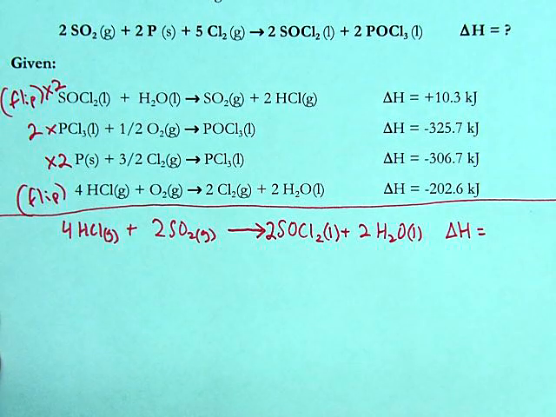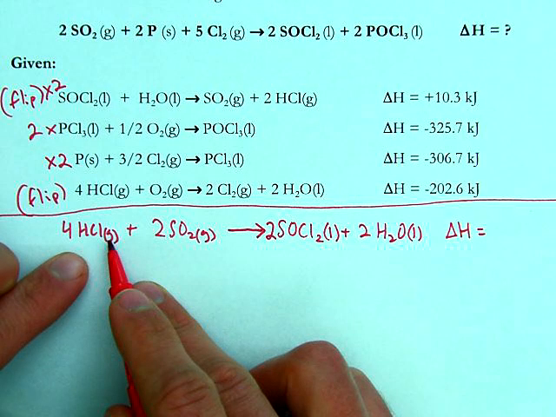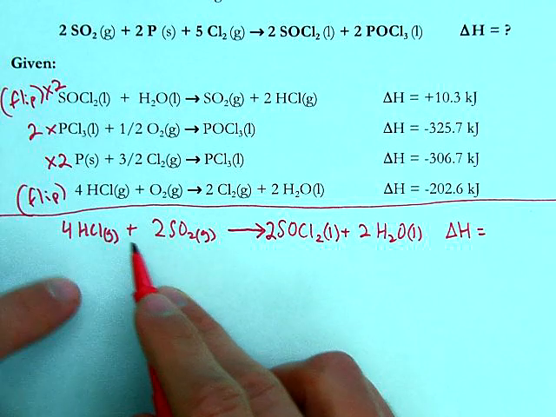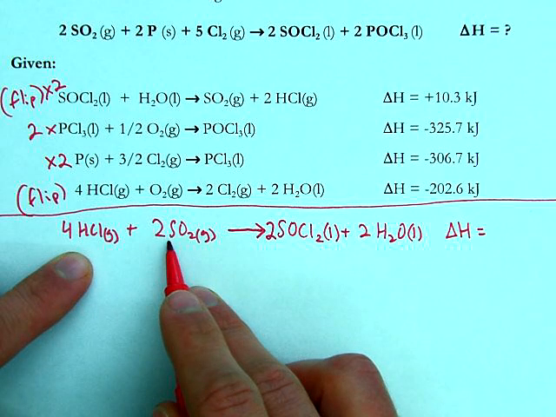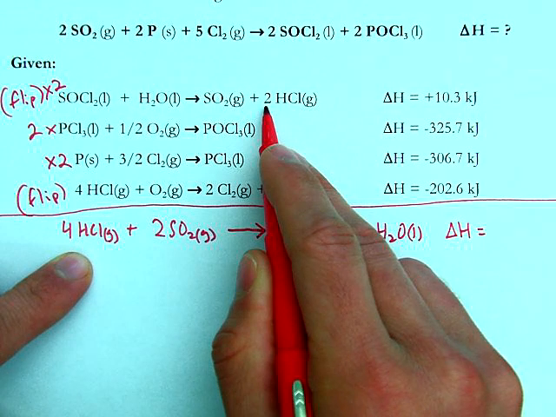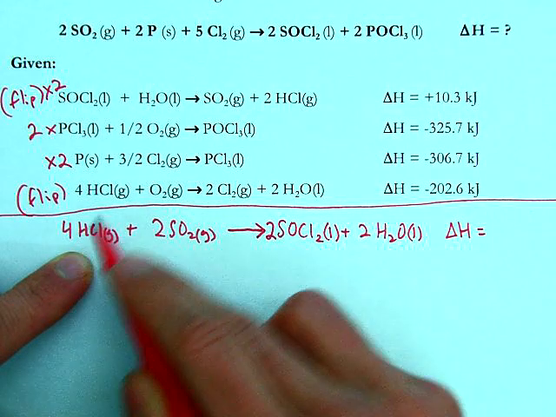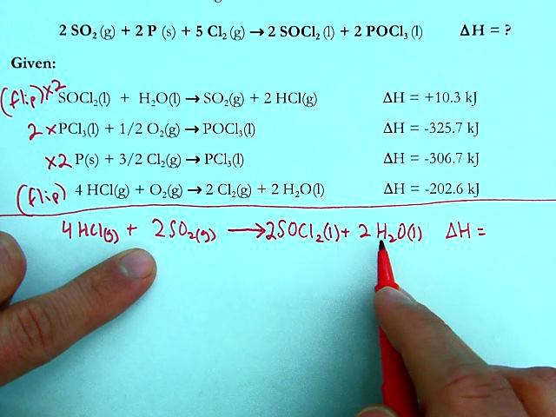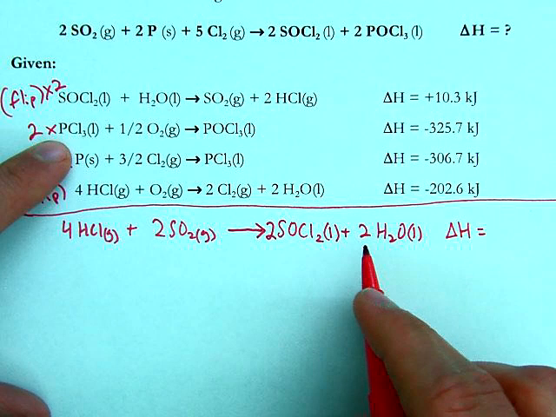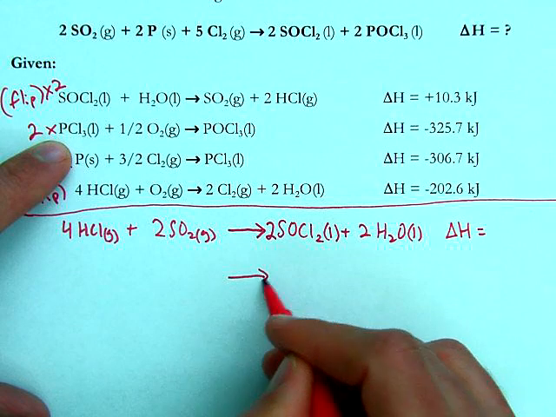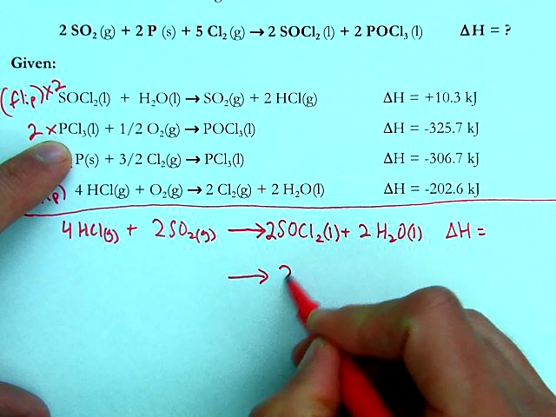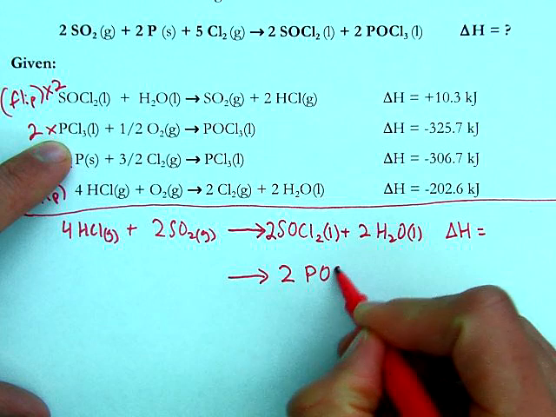All right, so this is the top equation. I flipped it and I multiplied it by 2. So instead of 2 on the right, there's now 4 on the left. Instead of one of these on the right, there's now 2 on the left. So I flipped it and multiplied it by 2. This next one I'm just leaving as is, but I'm multiplying it by 2. So on the right side, we'd have 2 POCl3.